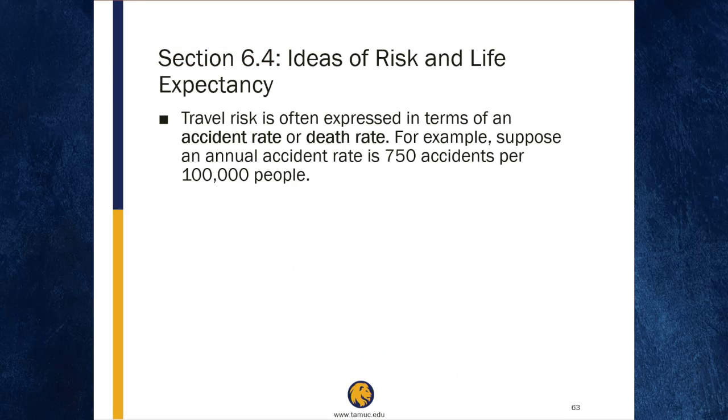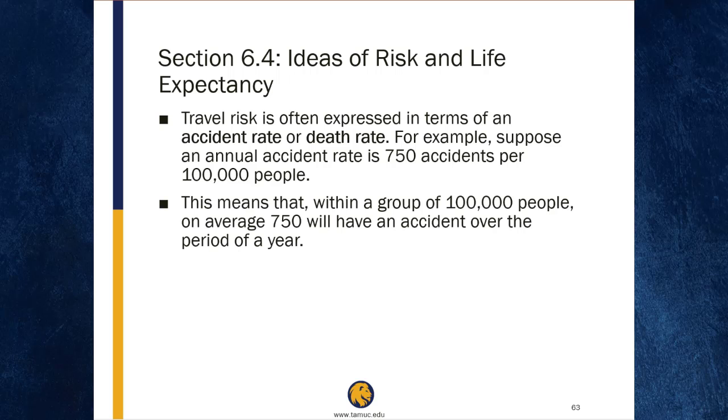For instance, travel risk is often expressed in terms of the accident rate or the death rate. For example, suppose an annual accident rate is 750 accidents per 100,000 people. This means that within a group of 100,000 people, on average, 750 will have an accident over the period of a year.